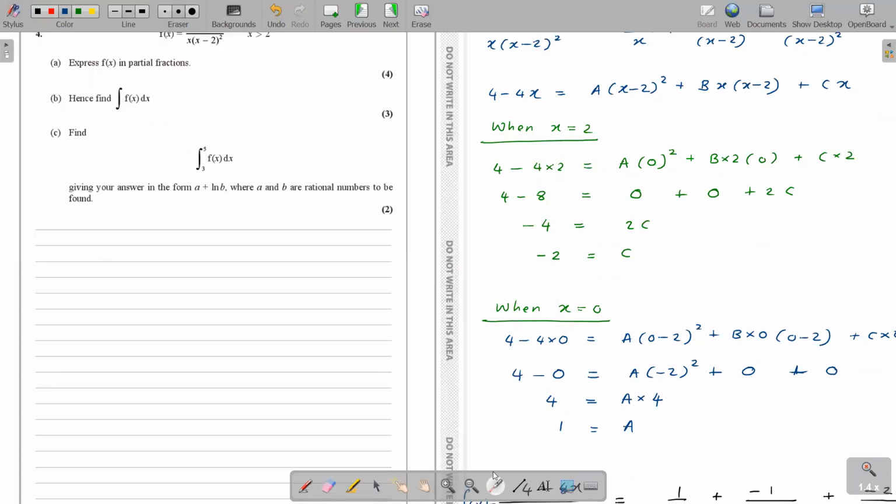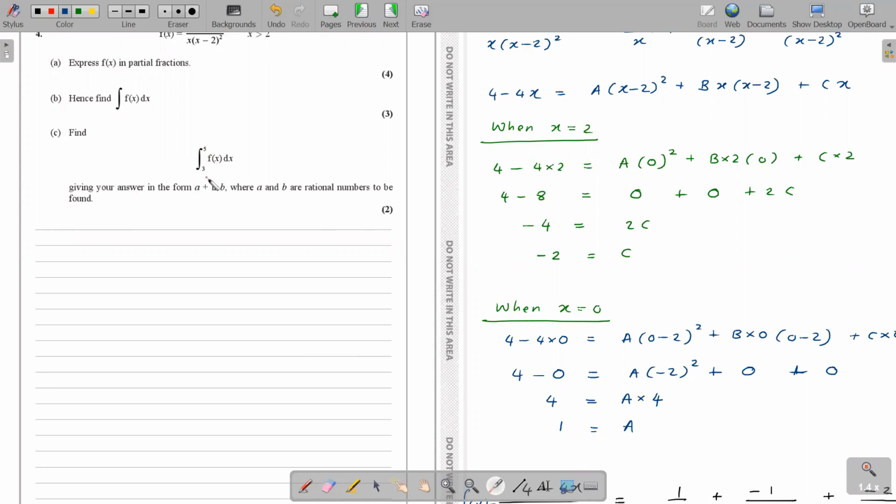Moving on to part C, they say find the integration of f(x). They have given you the definite integration. Basically, they have given you the limits, right? From 3 to 5, giving your answer in the form a plus ln b, where a and b are rational numbers to be found. Rational numbers means what? They are fractions. Okay, rational numbers are fractions. Basically, you need to see fractional answers here.